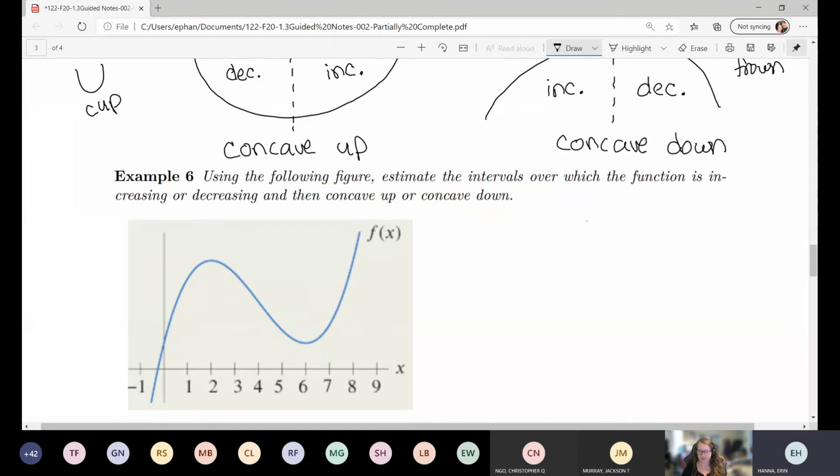Using the following figure, estimate the intervals over which the function is increasing or decreasing. We already know how to do that. And then the new thing: concave up, concave down. Let's do increasing or decreasing first. Increasing or decreasing is going to change when it changes direction, so it's going to change here. Let's just say it changes at 6. It looks like it changes slightly after 6, but for ease, let's say it changes at 6. So we're going to break it up here and here for increasing and decreasing.